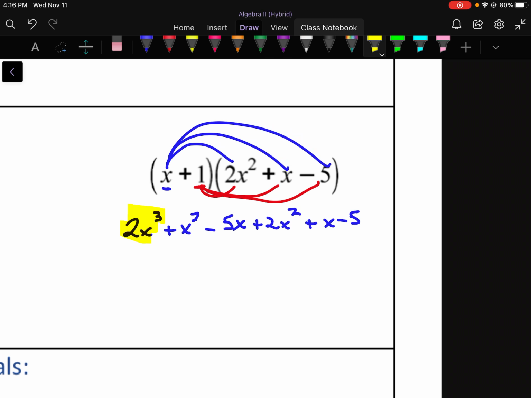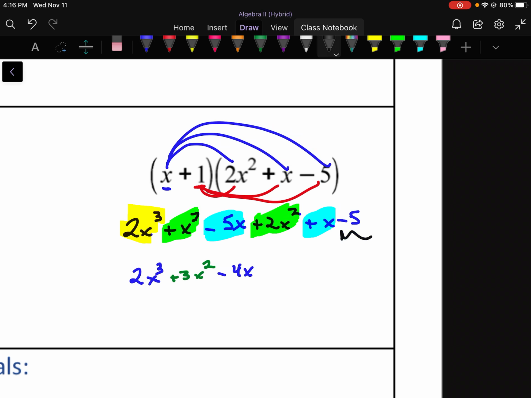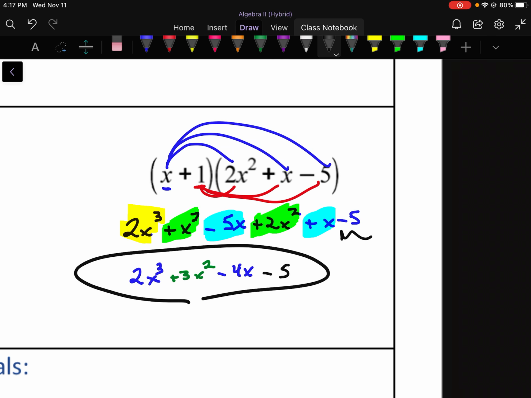So there is a 2x cubed. And it looks like that's it. So we'll start with 2x cubed. It's my highest exponent term. I have an x squared here plus 2x squared there. So that gives me a plus 3x squared. So minus 5x plus x would be minus 4x. And last but not least, there's just this minus 5 kind of hanging out. And that would be it.